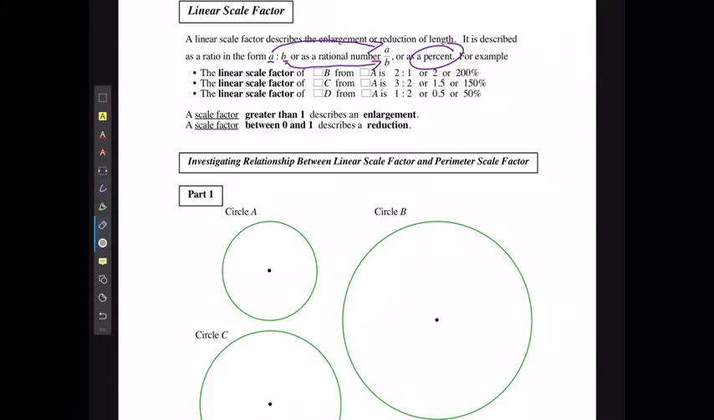For C, it's going to be 3 to 2, or 1.5, which would be 150% of what A is. And D is going to be 1 over 2, or 0.5. D is 50% of what A is. A scale factor greater than 1 describes an enlargement. We're making it bigger. If it's between 0 and 1, it's a reduction. We're making it smaller.